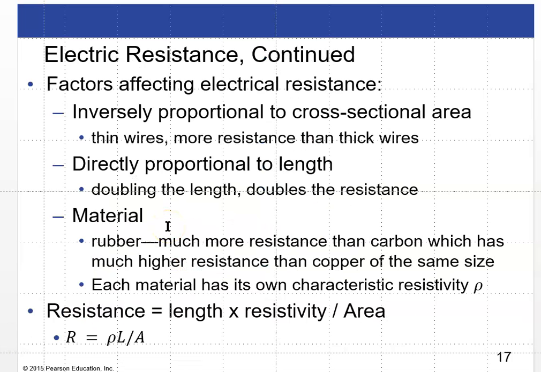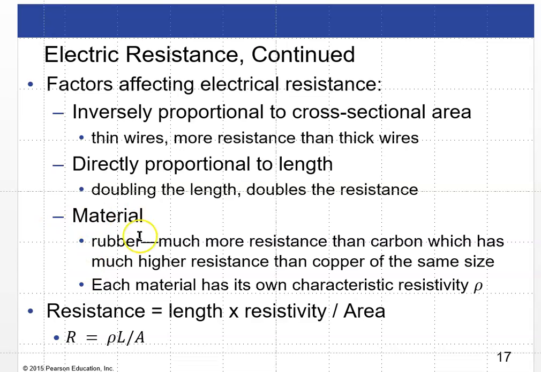Now, there are several factors affecting electrical resistance. It's inversely proportional to the cross-sectional area of a wire. So in a given wire, thicker wires will have less resistance than thin ones do. It is directly proportional to length. If you double the length, you double the resistance. It's just like having a longer pipe. Long, thin pipes don't carry much water. They have a high resistance to the flow of water.